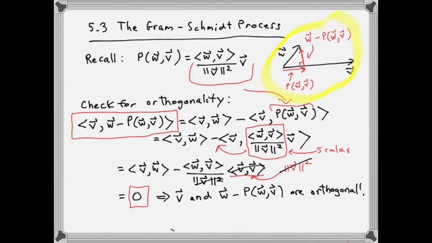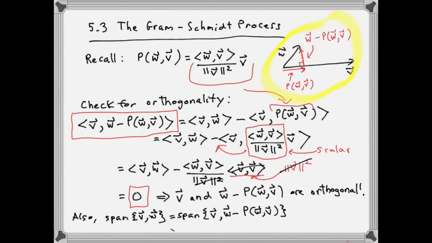Okay. What about their span? Well, we can clearly see in the picture that they span the same thing. In other words, the span of V and W is the same as the span of V with W minus that projection. Because all we're doing is subtracting away something that's contained in V anyway. The projection is a multiple of V, so we're not losing anything by taking that away.